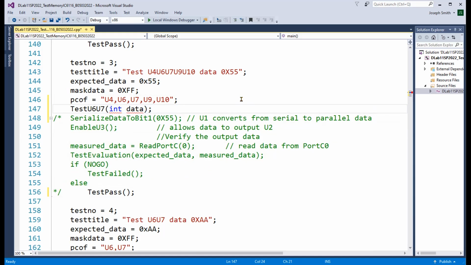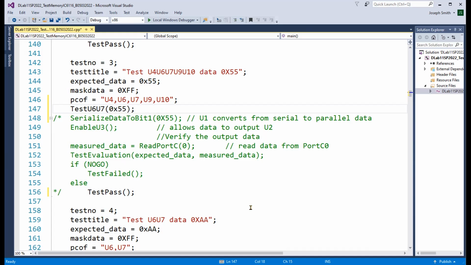But the data, integer data, you have to say 0x55. Not integer. Change that to 0x55, everything. And then delete all of that. Yeah. That means you're passing 0x55. That's it.